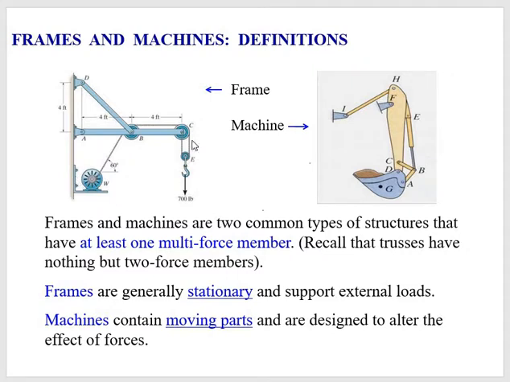So frames and machines. This is a frame. This is a machine. They are two common types of structures that have at least one multi-force member. Trusses only have the two force members. Frames are generally stationary, meaning they don't move, and they support external loads. Machines contain moving parts and are designed to alter or affect the force. So similar to here, there's a lot going on in this machine.